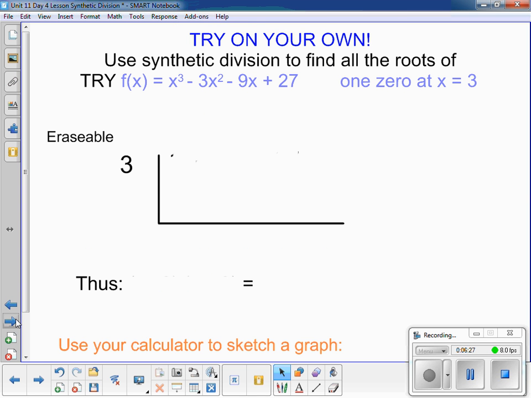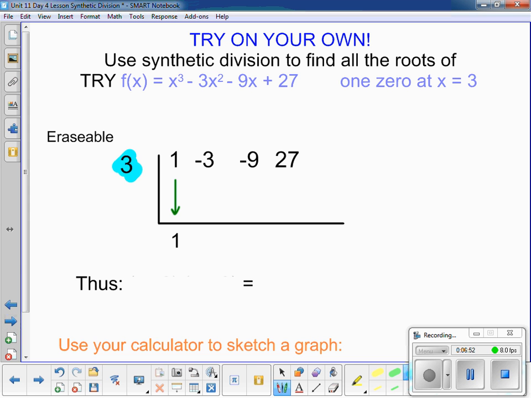All right, let's try one more together and have you pause it and try it on your own. So the first one, I write out my coefficients. 1, negative 3, negative 9, 27. Okay. Then I bring the 1 down, always. Always bring the first number down, even if it's not a 1. And then you start your multiplication.